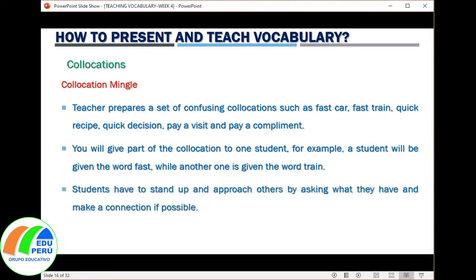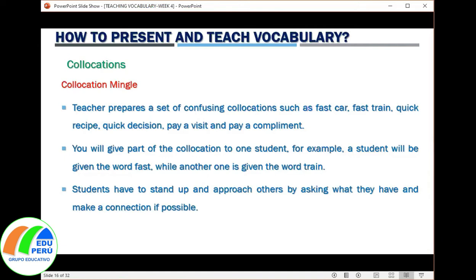Students have to stand up and approach others by asking what they have and make a connection if possible. So now they are going to match, but not this matching on a paper. Because we usually use this matching with a paper. No, yeah, match the word with the phrase to make a collocation. No, they are going to move. Notice, they are going to stand up. So you give one part of this collocation to one student and the other part to another student, and they are going to find their partner.